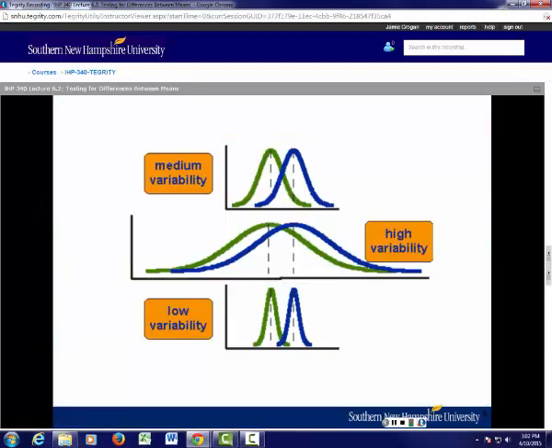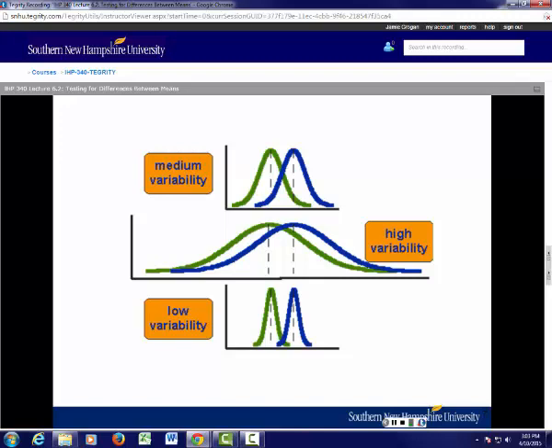So I want to talk a little bit about, give you a visual of what we're doing here. We're going to move into a discussion of analysis of variance. But before we do that, I just want to talk about the role of variability in these comparisons. And so just take a look at these three pictures. These are pictures of low variability, medium variability, and high variability.